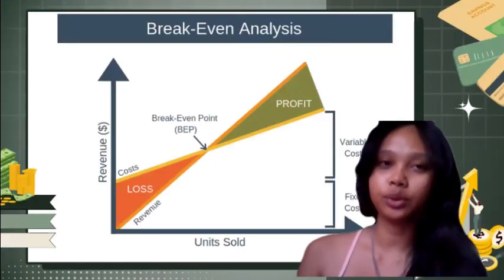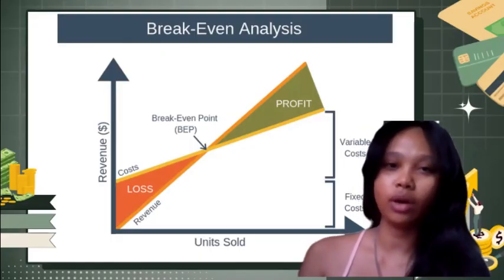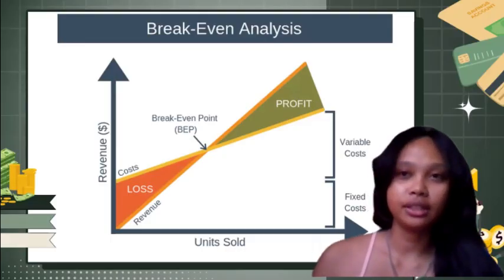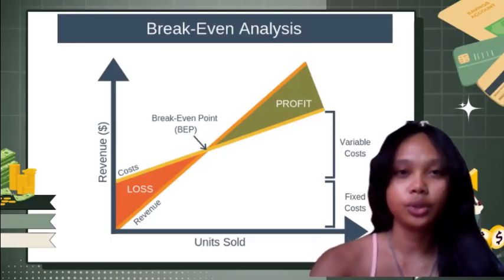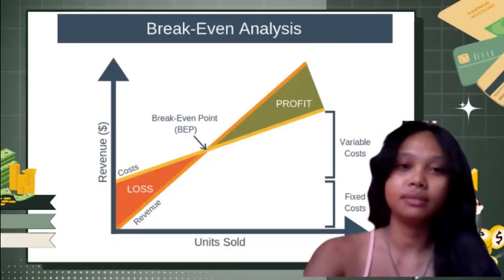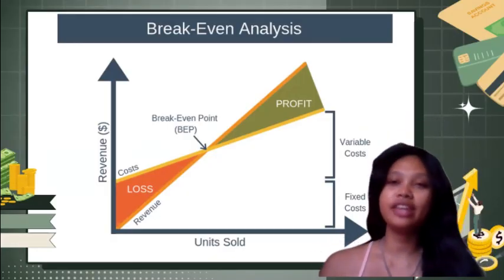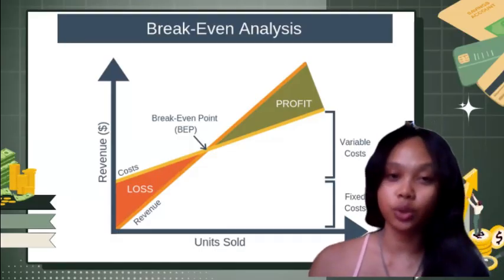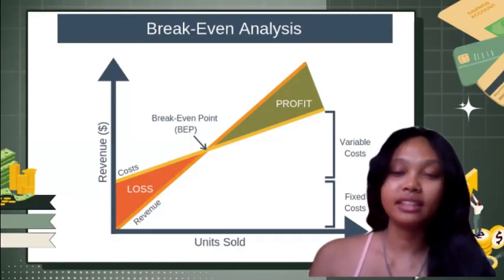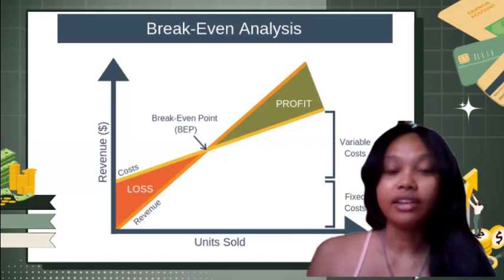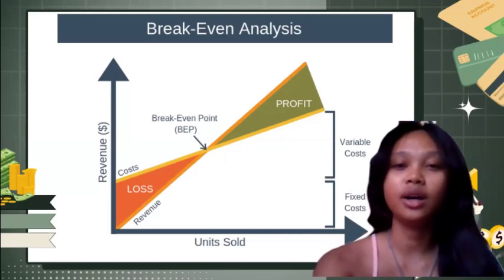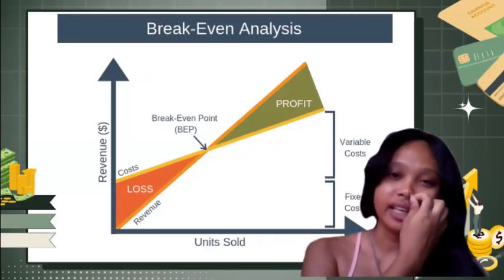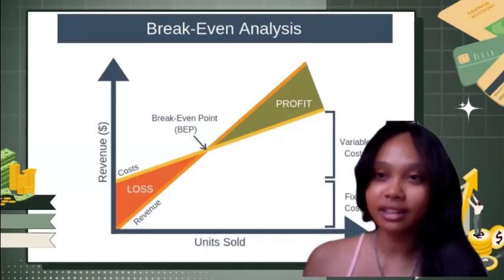Moving forward to break-even analysis. So this graph, or this figure, shows the break-even analysis. So what do we have here? As you can see, the graph has X and Y axes. The X is the horizontal, the units sold. The Y is the revenue or the money.